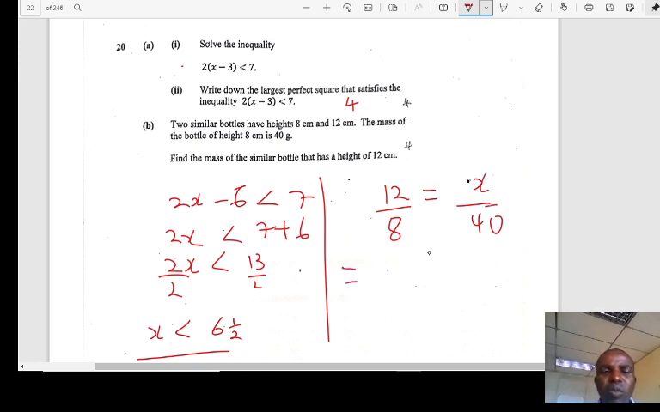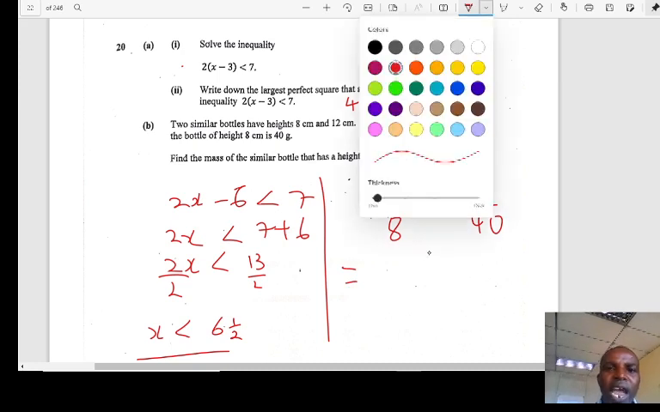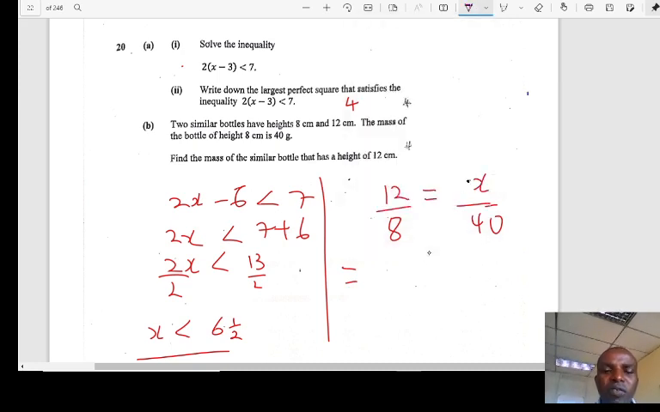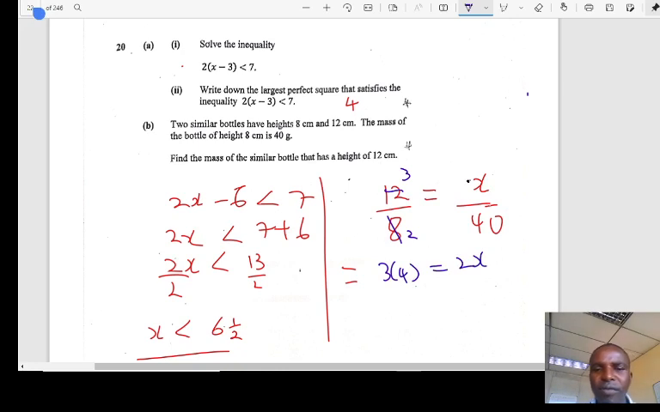Then you can cross multiply or simplify here. 8 over 12, you can simplify by 4: 2 over 3, so the bigger over smaller will be 3 over 2. Then you cross multiply. 3 times 40 is equal to 2x.